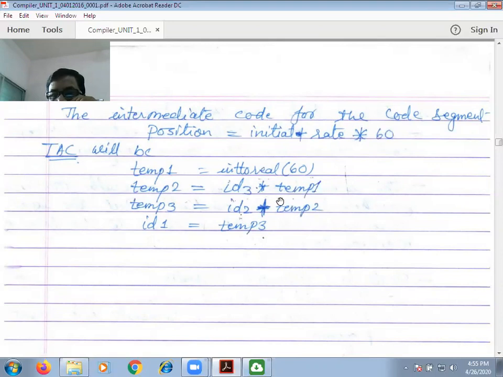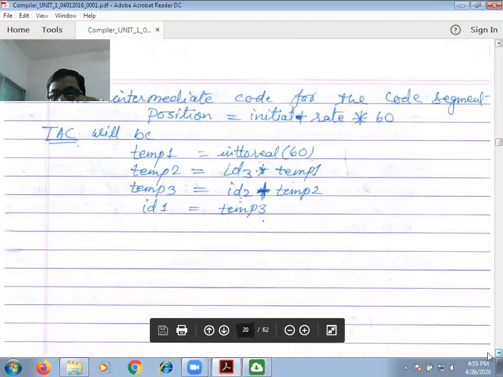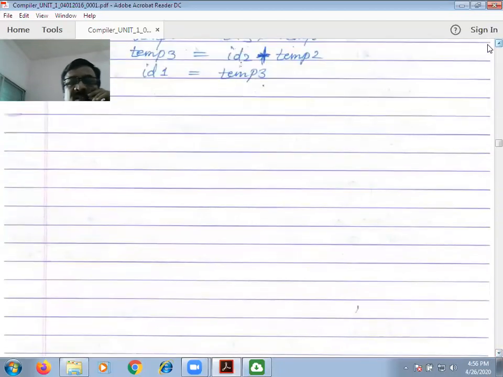Then temp3 is assigned with identifier 2 plus temp2, the result of rate into 60. The result is evaluated in the temporary variable temp3, and temp3 is equated with identifier 1, which is the final result of the calculation initial plus rate into 60, assigned to position. The above three phases are the analysis phase.